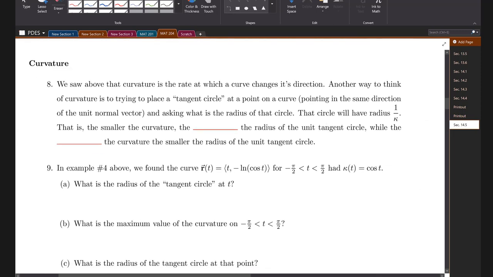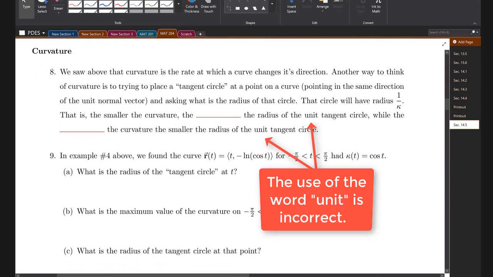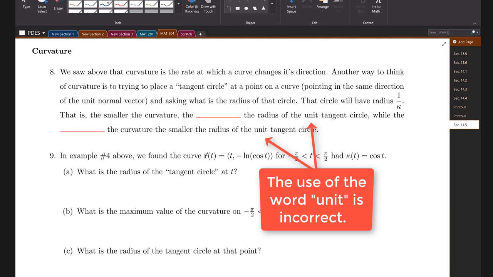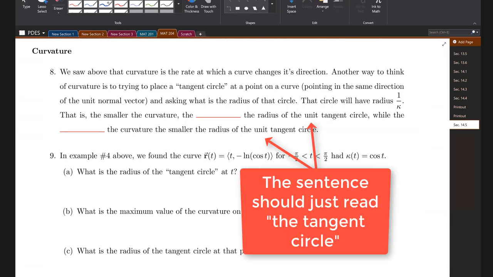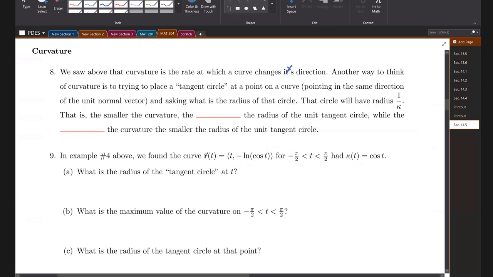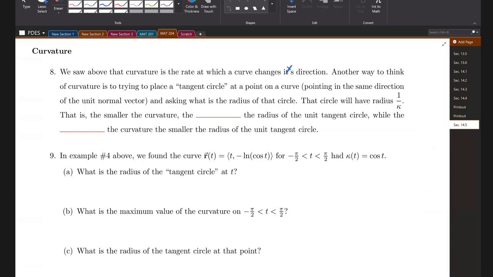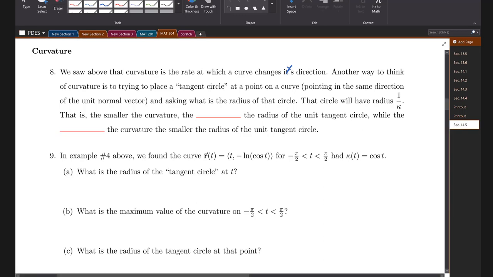Okay, so let's talk some more about curvature. So we saw above that the curvature is the rate at which the curve changes its direction. I'm sorry, you guys probably find tons of typos in this. Another way to think about curvature is to place, this may be the first time you've seen this, folks, so let's go very slowly through this. Another way to think about this is to place a tangent circle at a point on the curve pointing in the same direction of the unit normal vector.